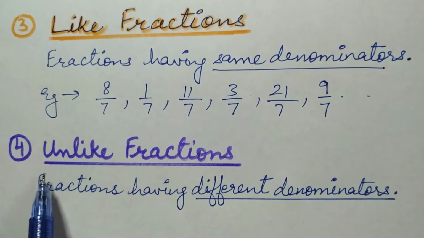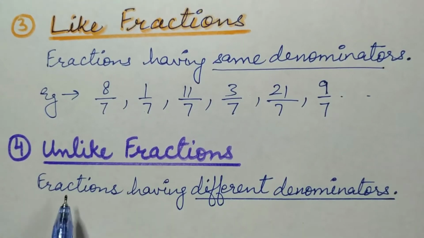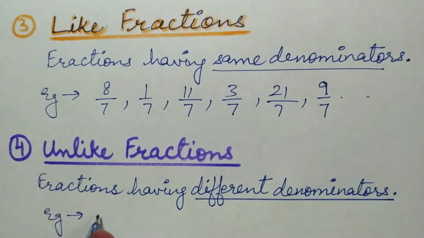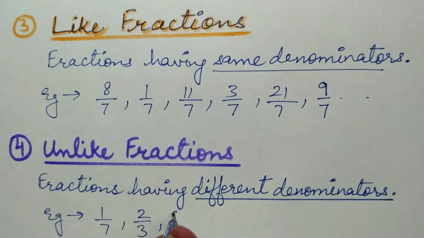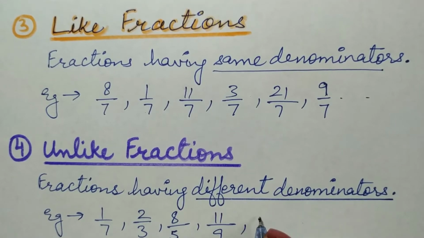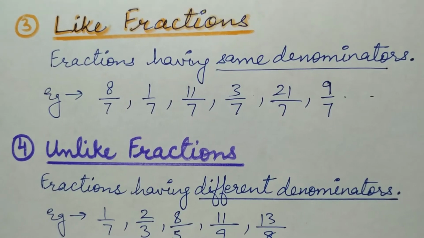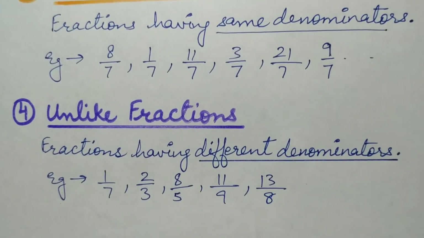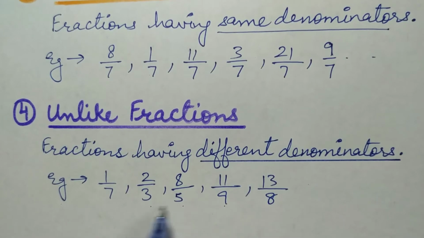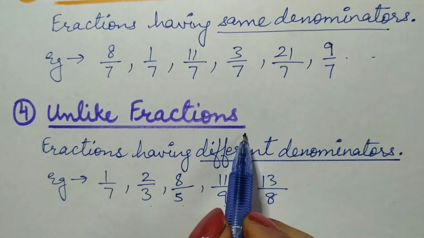Now the next is unlike fractions. Unlike fractions are those fractions having different denominators. Examples of such fractions are 1 by 7, 2 by 3, 8 by 5, 11 by 9, 13 by 8. All such fractions are called unlike fractions. See, in all these fractions, denominators are different. So such fractions are called unlike fractions.